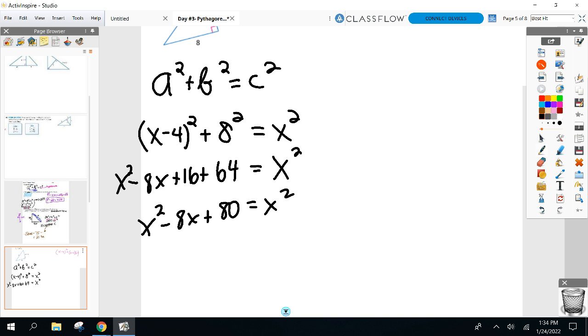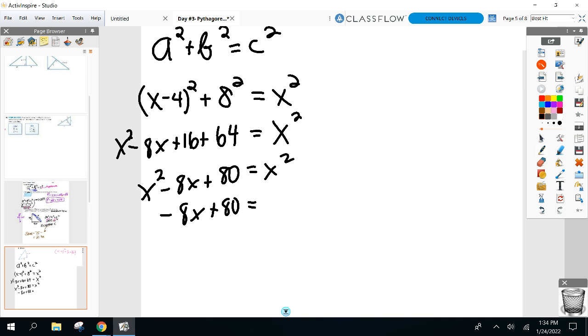Subtract it over. But what's going to happen when I do? And that's okay. What's going to happen when I subtract it over? It's going to cancel with this x squared on the left. Okay, so negative 8x plus 80. The x squared's canceled. Oh, well. What are you still left with on the right side? 0. Don't overthink this now.